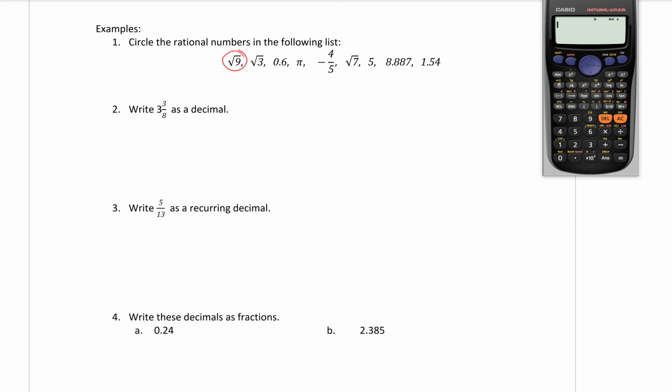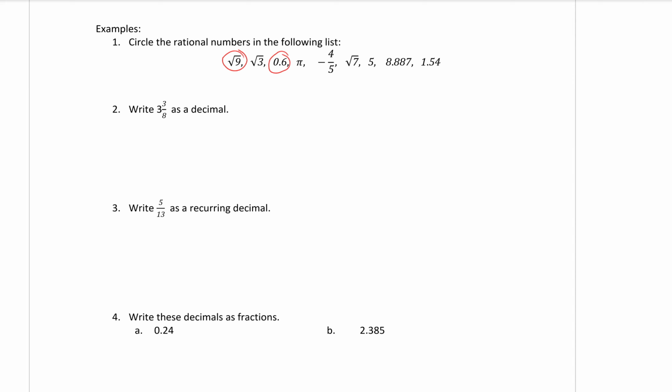0.6. Okay, there's nothing to type in the calculator there. 0.6. It's a decimal, but it's a decimal that has an end. Is that a rational number? Yes. Any number that has an end, a decimal number that has an end, is a rational number.